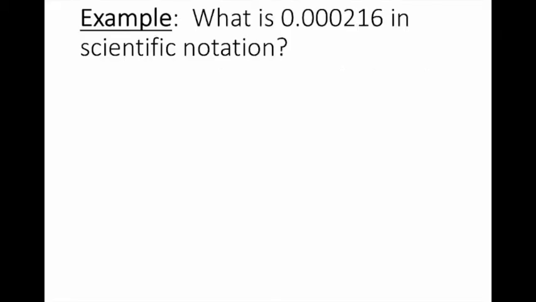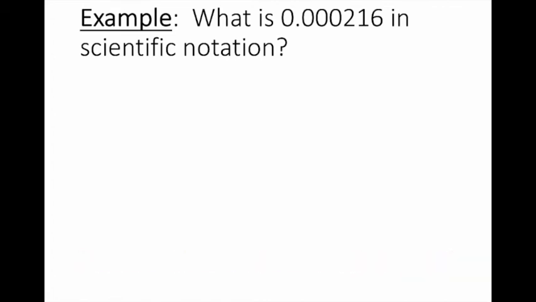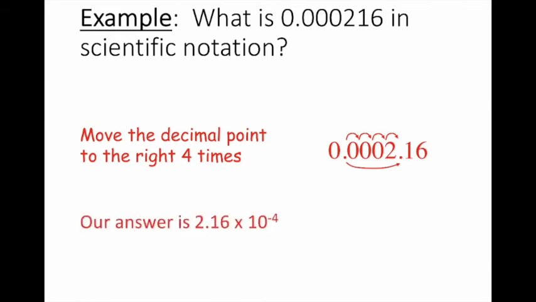Here's another example. What is 0.000216 in scientific notation? Pause the video and try it yourself, then come back when you're done. First, we're going to take the decimal point and move it to the right 4 times. Our answer is 2.16 times 10 to the negative 4.